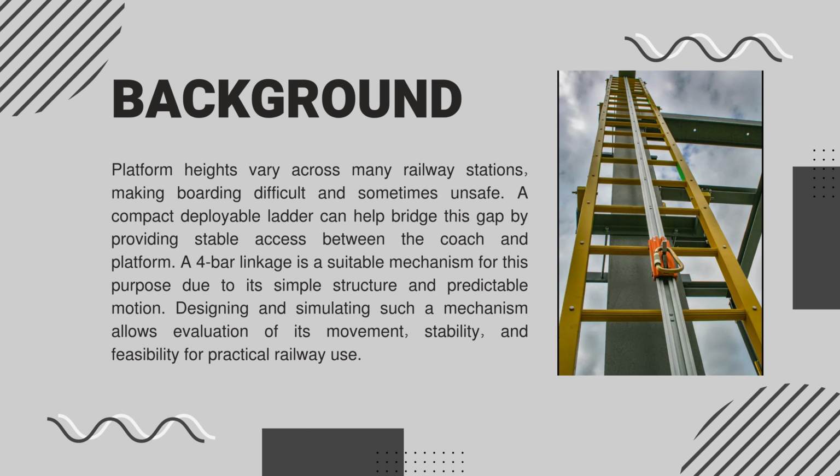Platform heights differ widely across railway stations, which often makes boarding difficult and unsafe for passengers. A compact deployable ladder can help bridge this gap by providing stable and reliable access between the coach and the platform. Using a four-bar linkage offers a simple, predictable, and efficient solution for this purpose. By designing and simulating this mechanism, we can evaluate its movement, stability, and practical feasibility for real railway applications.